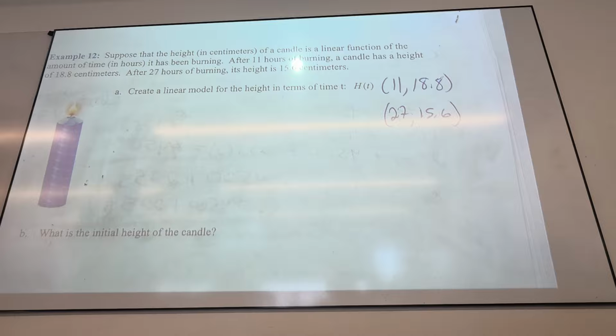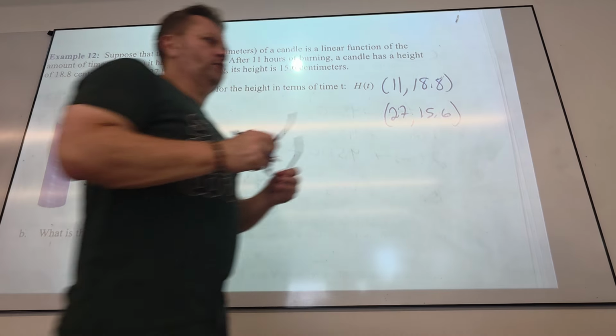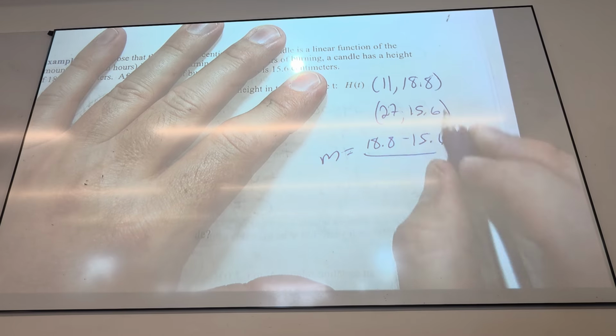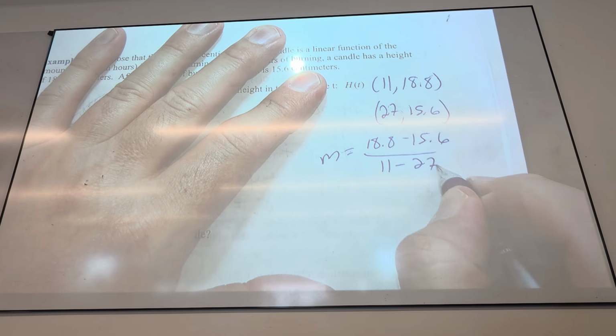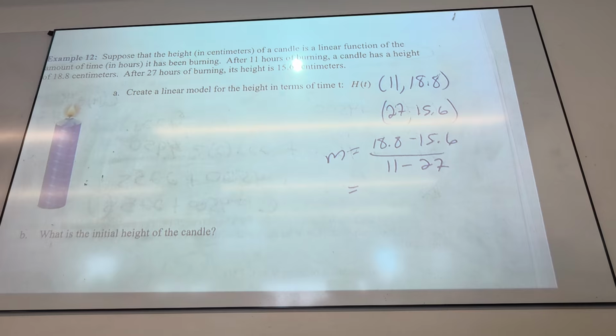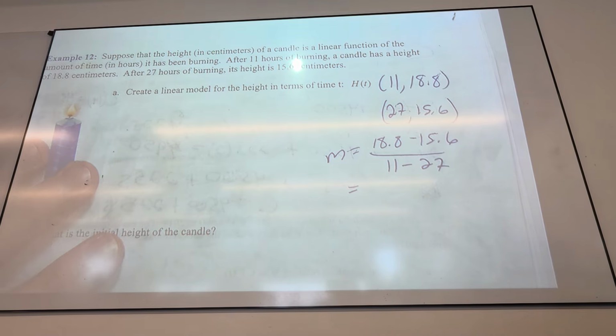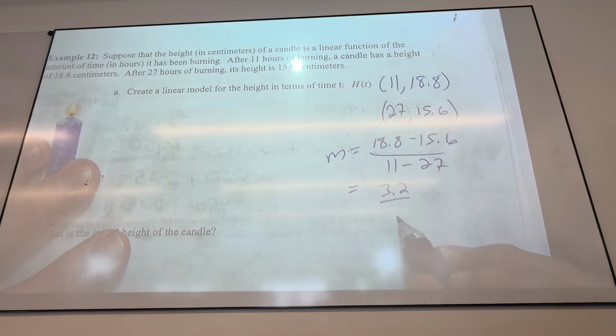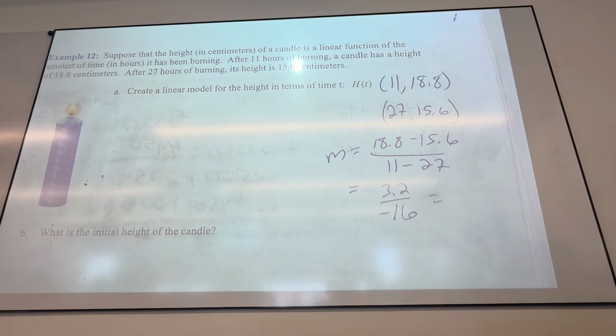Sure, that'll work. y2 minus y1 over x2 minus x1, or y1 minus y2 over x1 minus x2. As long as it's the same way on top and bottom, you're good. So my slope is going to be output minus output divided by input minus input. So we'll get 3.2 over negative 16. Do you guys see that?